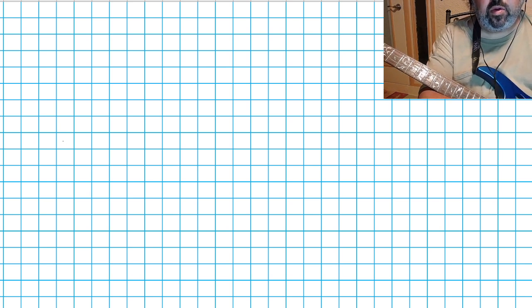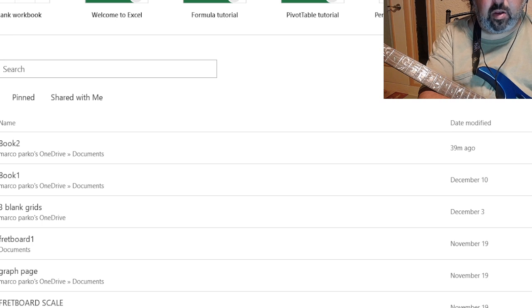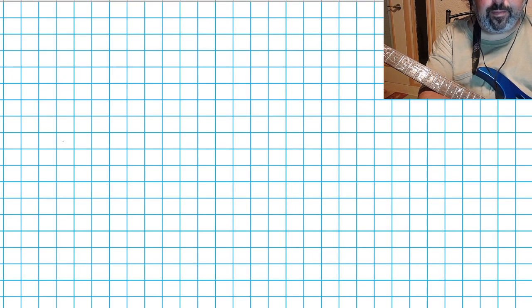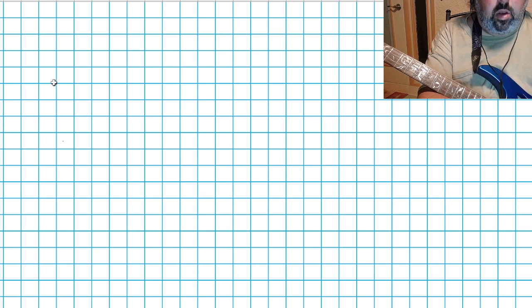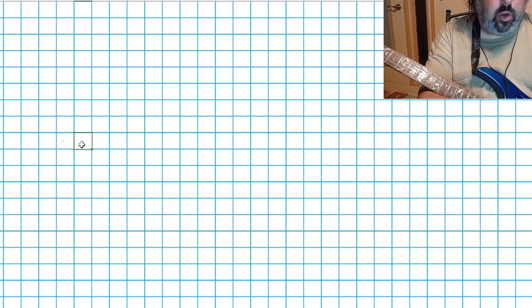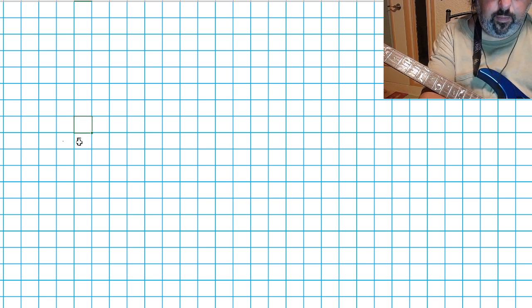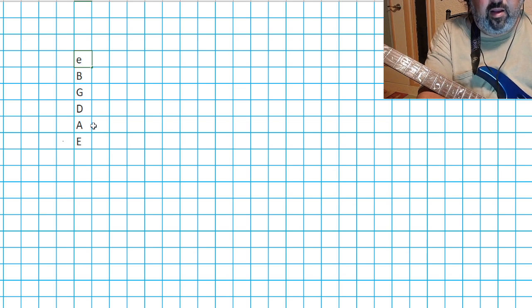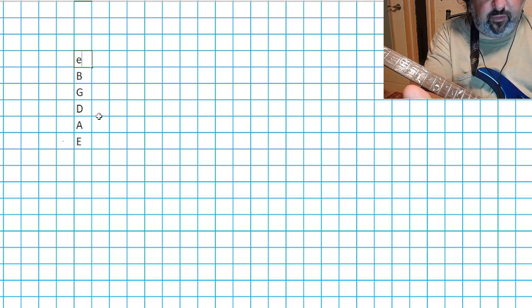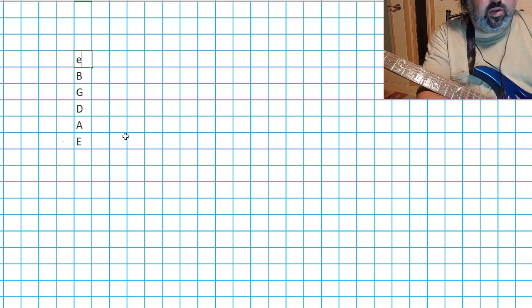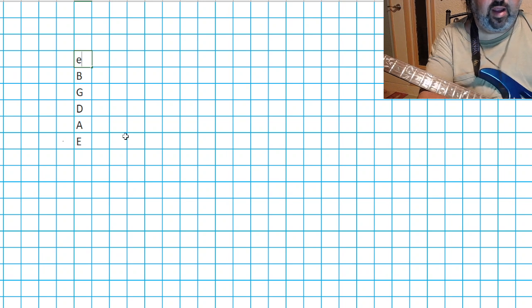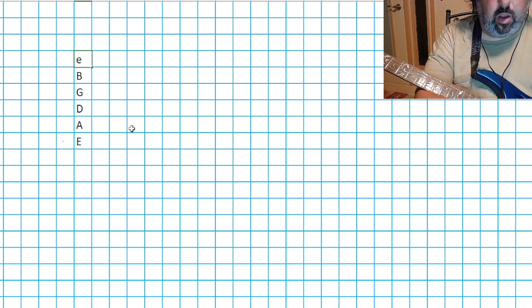Okay, let's see, we have the E string. Let's go E, A, D, G, B, and E. So the A string on the guitar fretboard. I'm not going to draw the fretboard because I've got to make this lesson as concise as possible today. I think you guys can follow along.